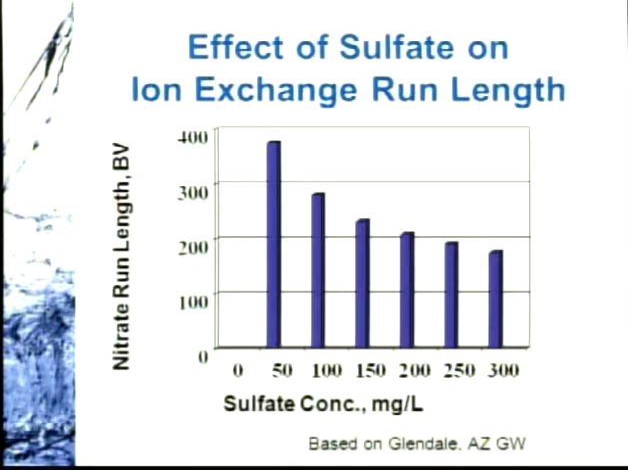For example, to demonstrate this is work that Dennis Clifford and others published probably 25 years ago that shows the impact of sulfate concentration on the nitrate run length in bed volumes. Typically, you know, if you have, say, a 50 milligram per liter sulfate concentration, you might be achieving somewhere on the order of 400 to 500 bed volumes. Now, there are waters that are cleaner that achieve more than that, 700, 800, even 1,000 to 1,500 bed volumes for nitrate removal if it's a relatively sulfate-free water. But as you increase those other co-occurring competing anions like sulfate, you decrease the run length.